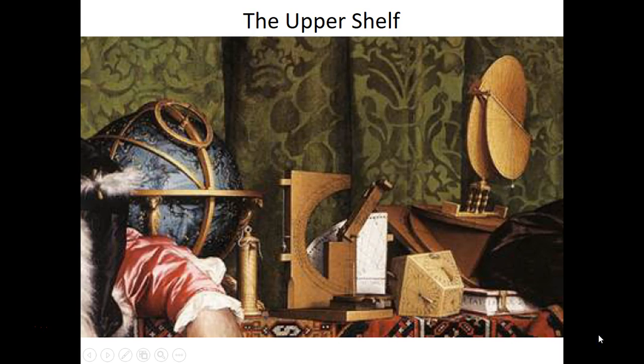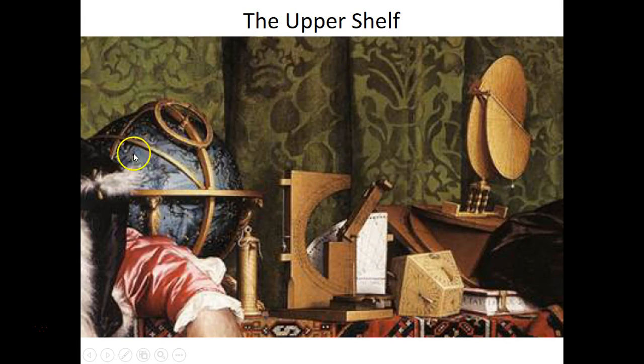If we look at the upper shelf, one thing to notice, first of all, is that the cover that's on the upper shelf is a pattern that looks like it comes from Central Asia. And then we've got a whole bunch of scientific instruments. And I'll be honest with you, I don't even know what some of these are. I know this is a form of astrolabe, which is for calculating position by the stars.